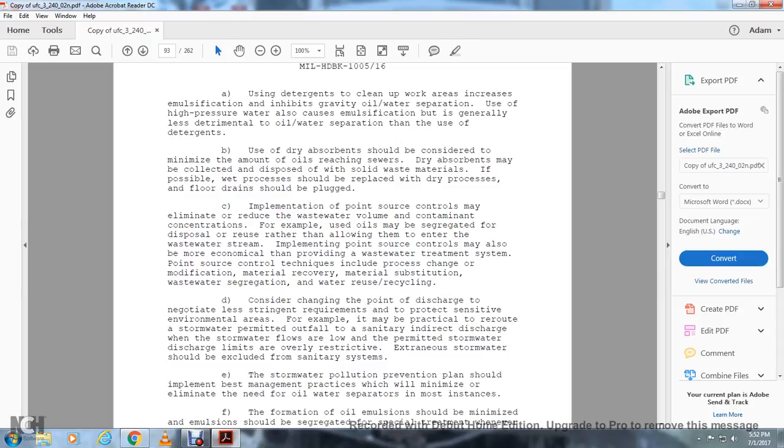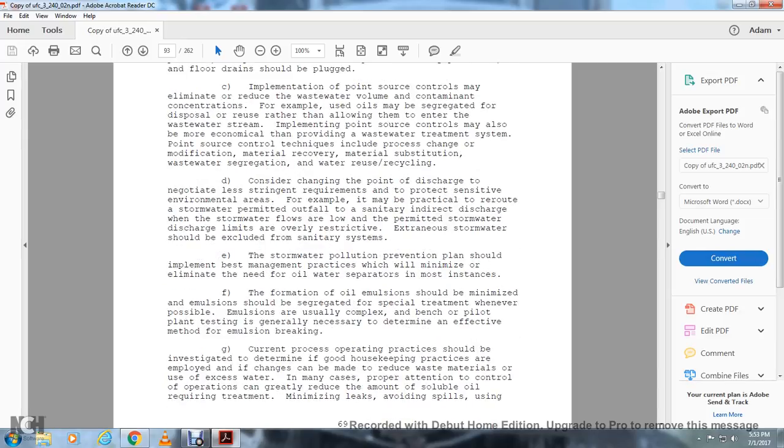Implement point source controls to eliminate or reduce wastewater volume and contamination. For example, oily waters may be segregated for disposal or reuse rather than allowed to enter the wastewater stream. Implementing point source controls may also more economically provide a wastewater treatment system for the point source. The techniques include process modification, material recovery, material substitution, wastewater segregation, and water reuse and recycling.